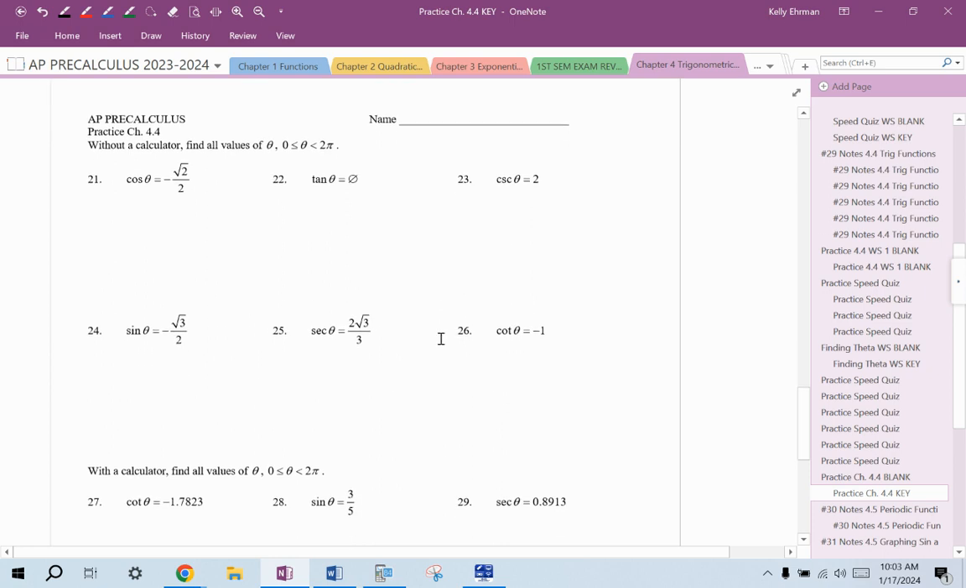All right, and then the last thing we did in 4.4 is find the angle. So without a calculator, give all answers within one full circle. So this is where you think about reference angle. What makes cosine radical 2 over 2? Pi over 4. What quadrants is cosine negative in? Quadrants 2 and 3. Theta is equal to the pi over 4 angle in quadrant 2 and the pi over 4 angle in quadrant 3.